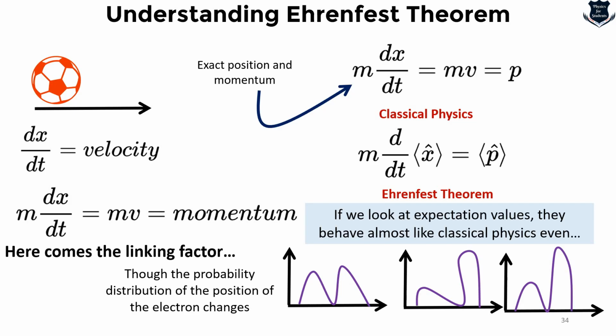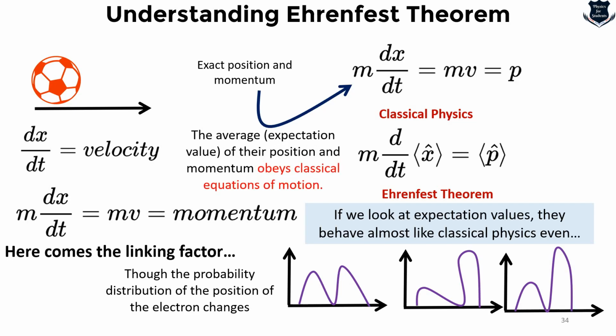So here also we get a momentum, here also the mass of the electron, here also you get the mass of the ball. And if you look at the expectation values, they behave almost like classical physics. So the understanding is that when we talk of the ball, the change with respect to time is the velocity, and multiplying by mass, we get the momentum. Same in the Ehrenfest theorem, we deal with expectation values, because a quantum system deals with expectation values. Here also it is the same: the change with respect to time is the velocity. When it is multiplied by the mass of the electron, we find its momentum, but it is in terms of the expectation values.